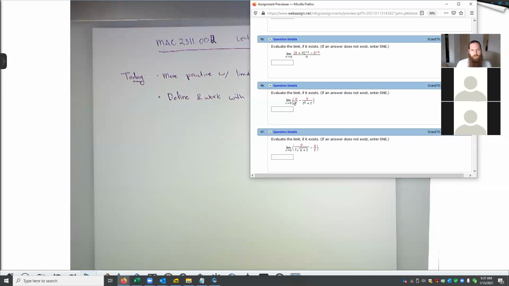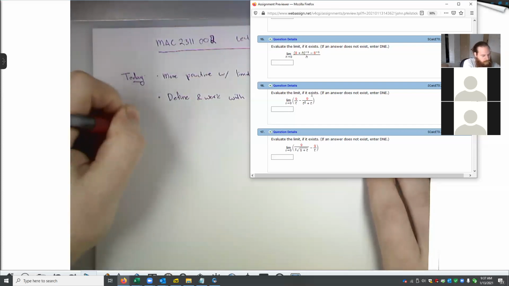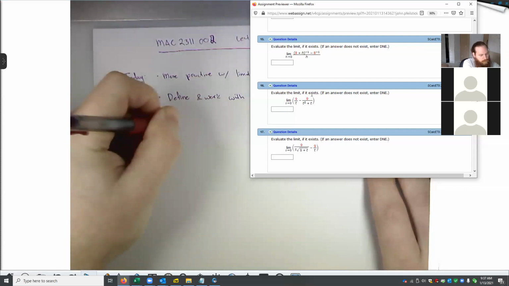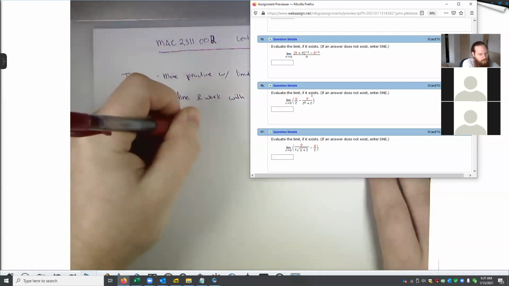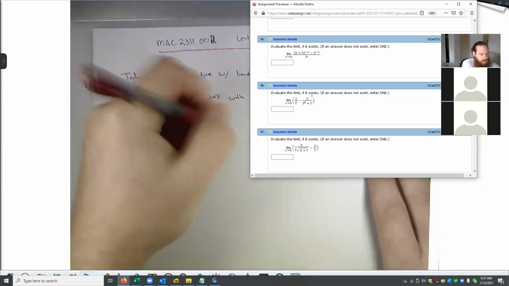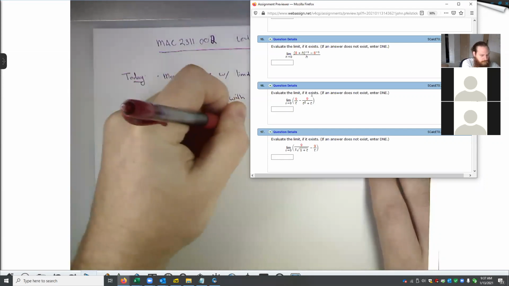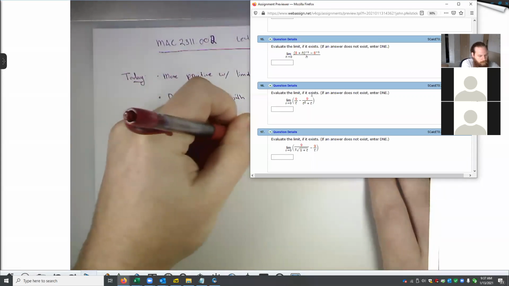Number 16 looks like a fun problem. Here, let's take a look at that. This is the one Robert wanted to see. So as I have it, we want to calculate the limit as t goes to 0 in the expression 9 over t minus 9 over t squared plus t.